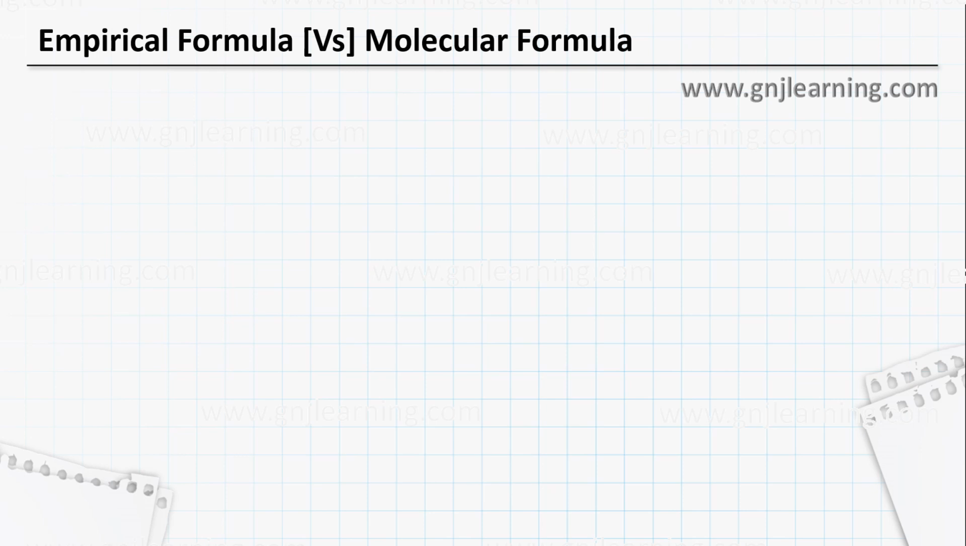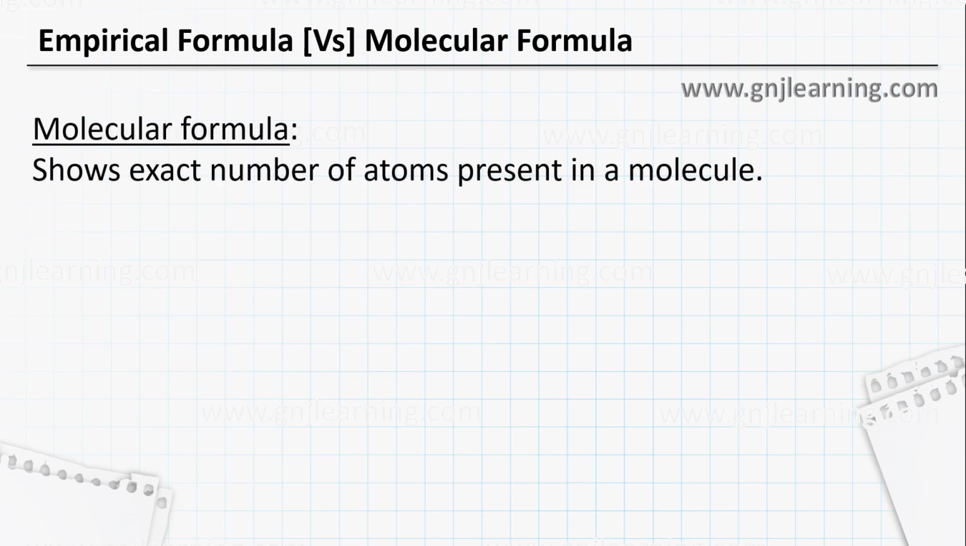Let's make a quick look into the definition for empirical formula and molecular formula. So a molecular formula shows the exact number of atoms present in a molecule. So molecular formula is to demonstrate the atoms that are present in a molecule, the exact number of atoms. Clear? For example, the molecular formula of glucose is C6H12O6.